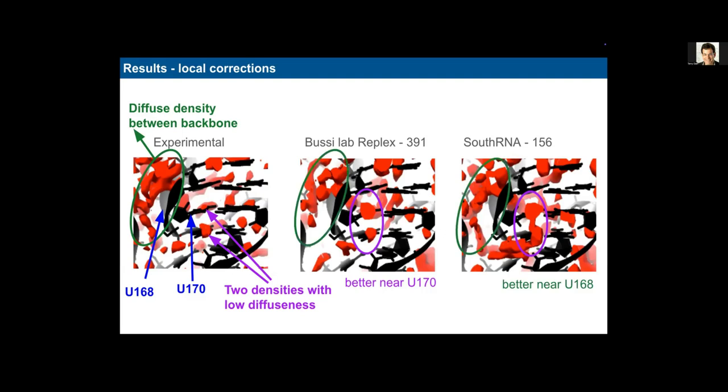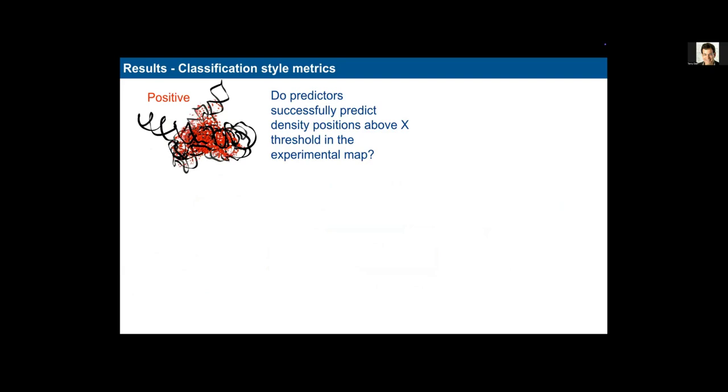Whereas Southern RNA did better around U168, which is this backbone region, and that is because they predicted more diffuse density there. So our correlation is telling us something about comparing the density to experimental data. We can also do a classification-based ranking.